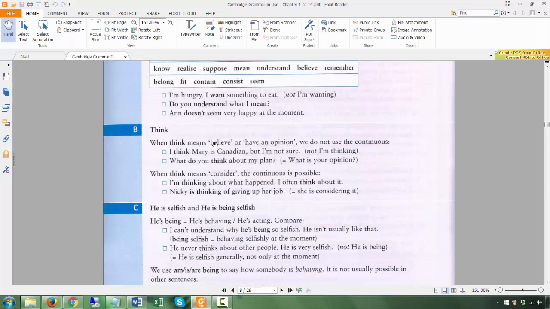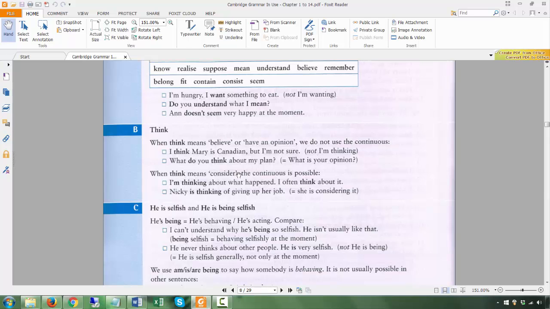If you use think to say believe, okay, you cannot use it in your present continuous. Again, if you believe something, you're not going to believe and then stop believing. Generally, that's not the case, unlike say you walk and you stop walking. Okay, so this is going to be always in the present simple tense when you use the word think to mean believe or have an opinion.